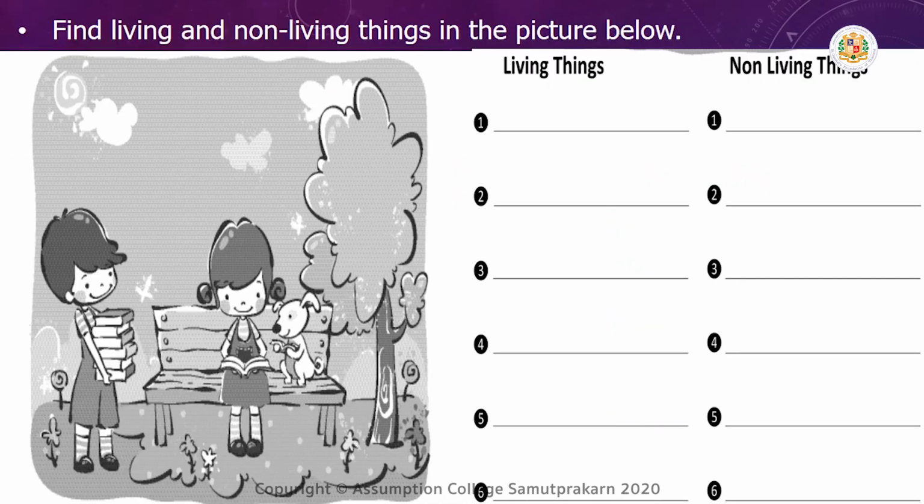Okay, let's go to exercise 2. You will see the picture on the left side. You have to write the living things that you find in the picture. Okay, we start from living things first. The living things that you see in the picture: number 1 is boy, number 2 girl, number 3 dog, number 4 tree, number 5 flowers, and number 6 glasses.